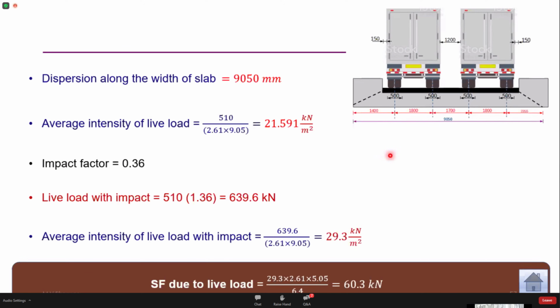Since it's a simply supported slab, I can simply apply this load, and from the equations of equilibrium, I can calculate what is the shear force. So here, the shear force works out 60.3 kilonewtons. So this is how we calculate the bending moment and shear force for wheeled vehicle.